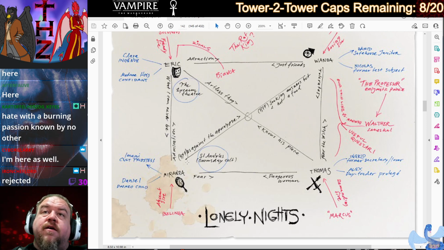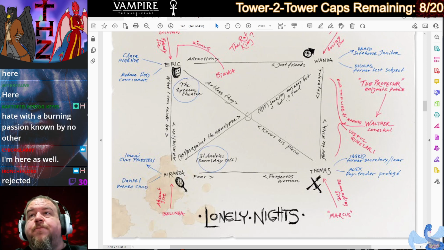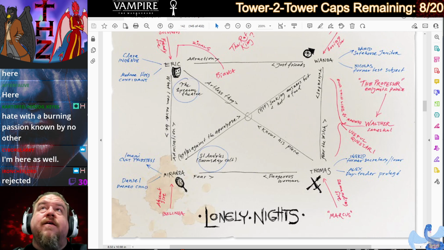Miranda over here views Wanda as BFFs against us against the apocalypse. Or is indicated as a BFF. So Wanda and Miranda are BFFs, and Wanda sees Miranda as seeking answers, but not a fool. Okay. Thomas recognizes that Eric knows his place. Eric regards Thomas as an artless thug.